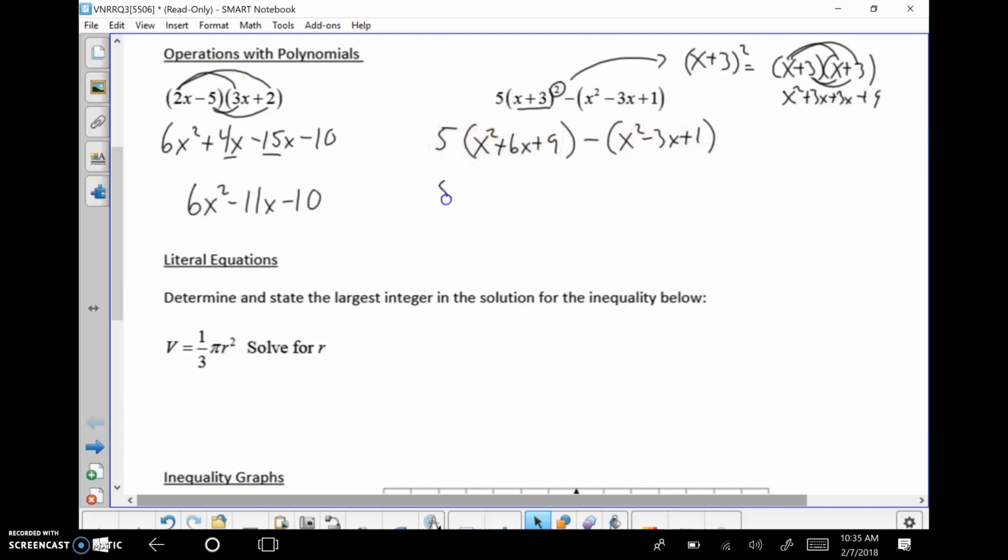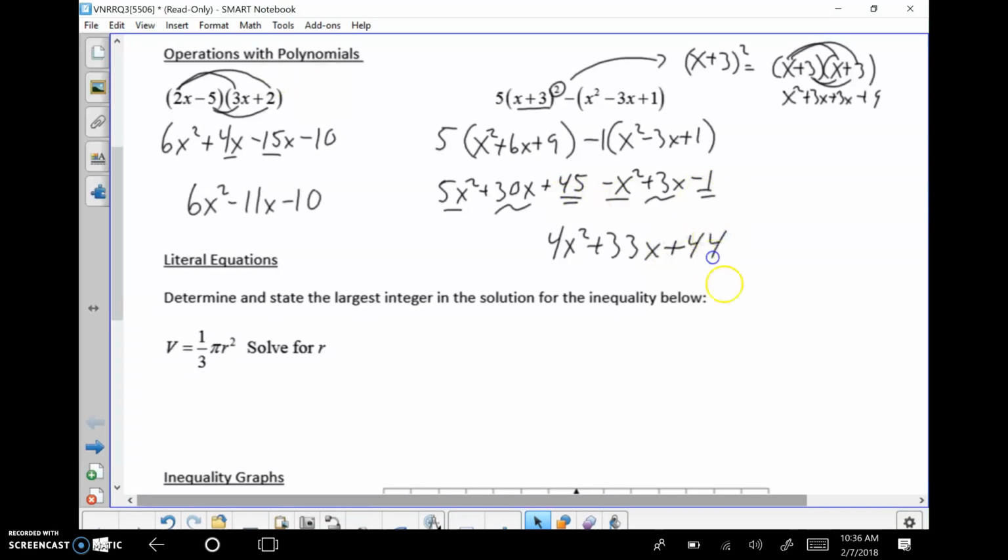Now I could distribute these pieces. I could distribute the 5 here. That's going to be 5x squared plus 30x plus 45. I've got to distribute this. This is just like distributing a negative 1, distributing a negative. So minus x squared plus 3x minus 1. We distribute the negative 1 to all these things. Combine like terms. We have a 5x squared and a negative x squared. They're going to combine to be 4x squared. A 30x and a 3x will be 33x. And a 45 minus 1 is 44.